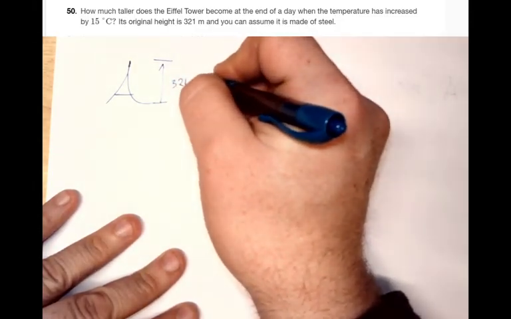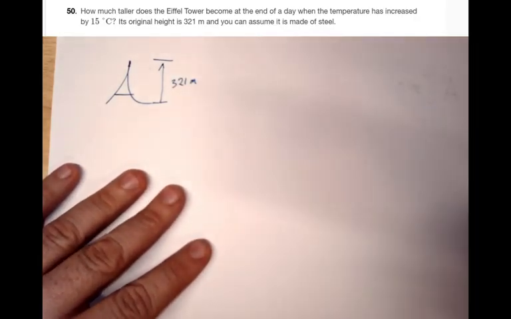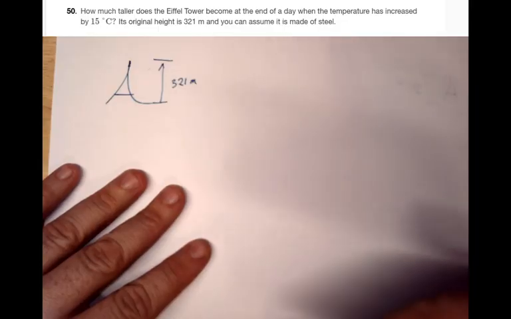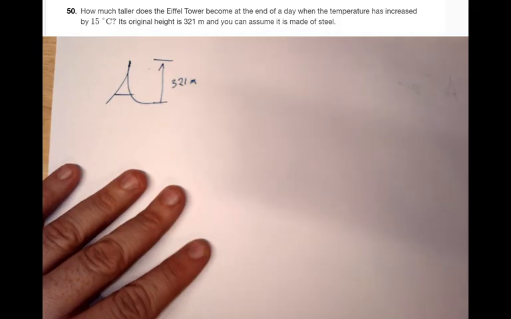321 meters. Right? And that's at some temperature, right? Say the beginning of the day. Well, it's going to warm up, and when it warms up, we have to account for that, right? We have to account for the temperature change. Here in the problem, it's 15 degrees Celsius when it warms up.